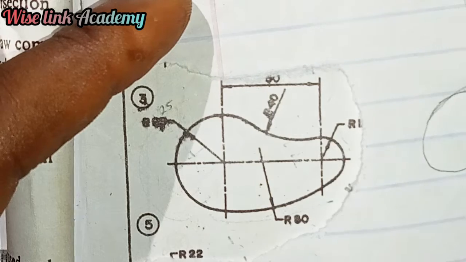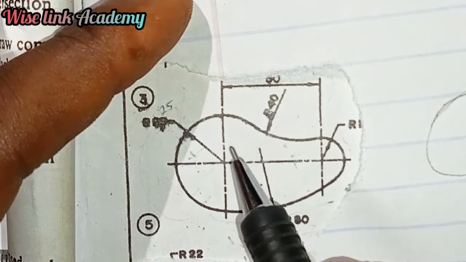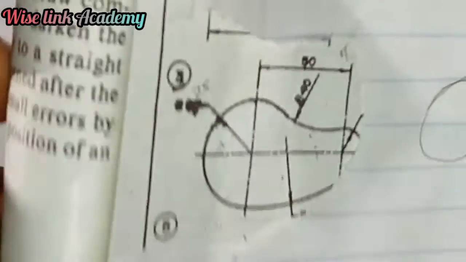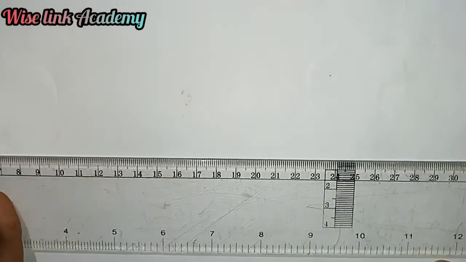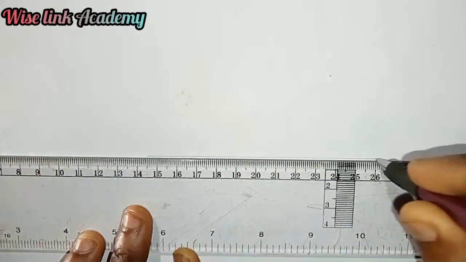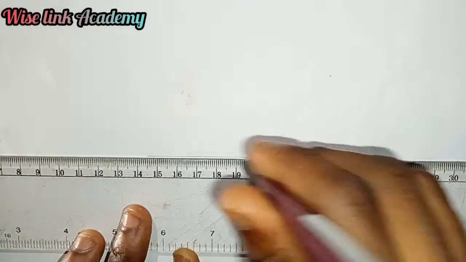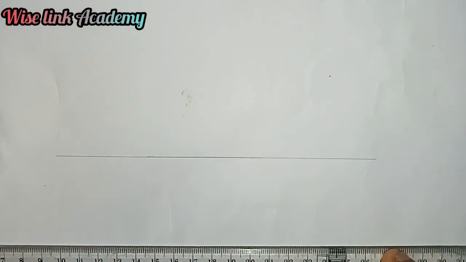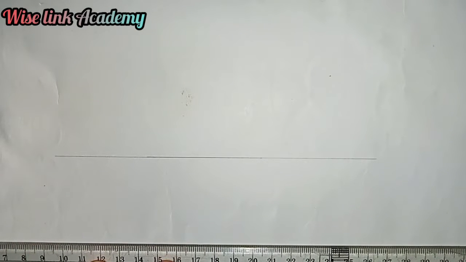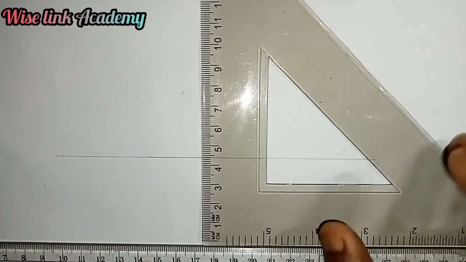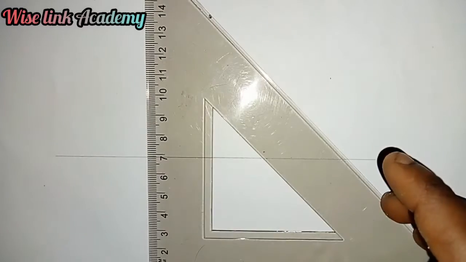Let's proceed. The first step is what? First draw your horizontal and vertical line. So let's do that. Coming here, drawing my horizontal line. My vertical line will be drawn with the use of my set square. For my set square, you come here and draw a vertical line.